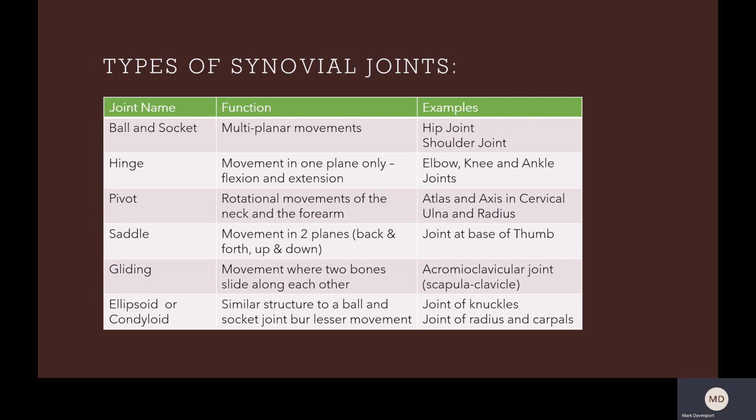We have saddle joint, so movement in two planes. So that's back and forth and up and down. Joint at the base of the thumb. So think of your thumb and your fingers moving. Gliding joints. We have movement where two bones slide across each other. So think of your scapula and your clavicle, or your shoulder blade and your collarbone. Ellipsoid or condyloid. They're a similar structure to a ball and socket joint, but there's less movement there. So they're the knuckles and also your radius and carpals.